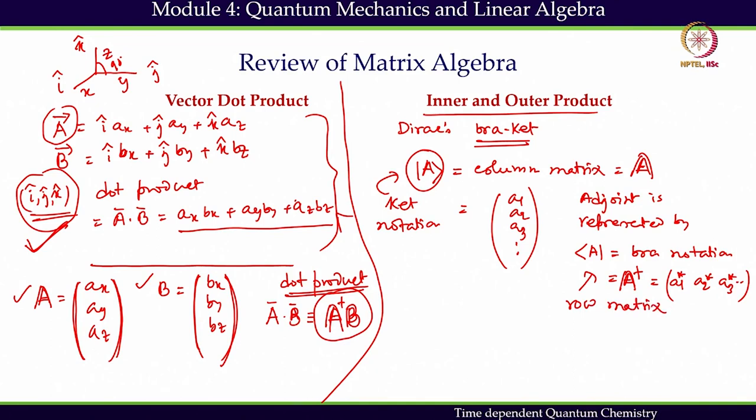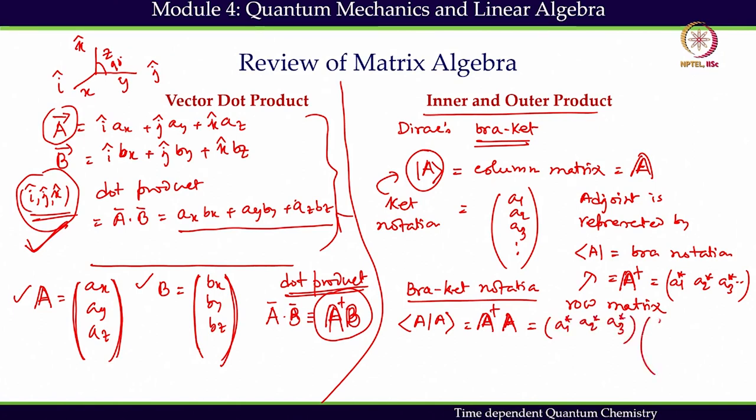And when I say inner product, it is the bracket notation. So I use this bracket notation. I do not have C. In bracket notation, the inner product will be given by this, which is nothing but, in the matrix form, the transpose, the adjoint multiplied by its own, which is nothing but A1 star, A2 star, A3 star. Let us assume that I have 3 elements, then A1, A2, A3. I multiply, I get A1 square plus A2 square plus A3 square.